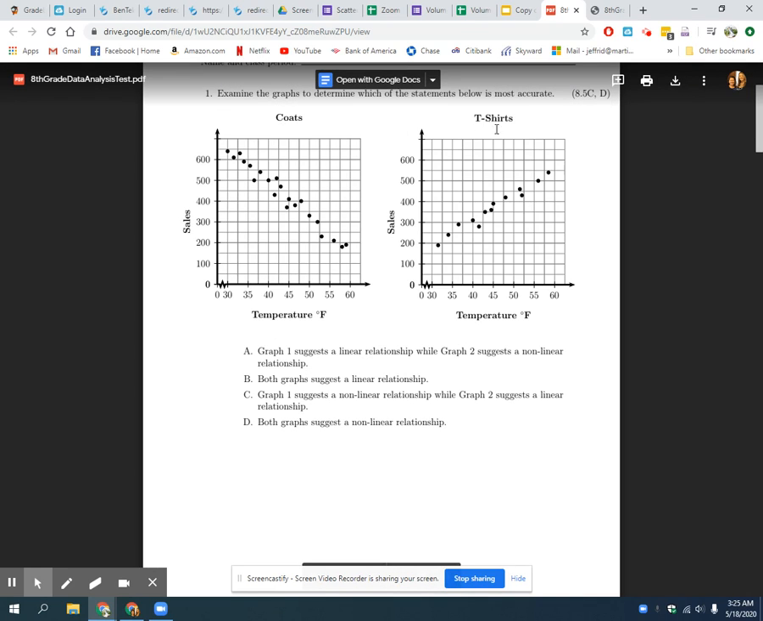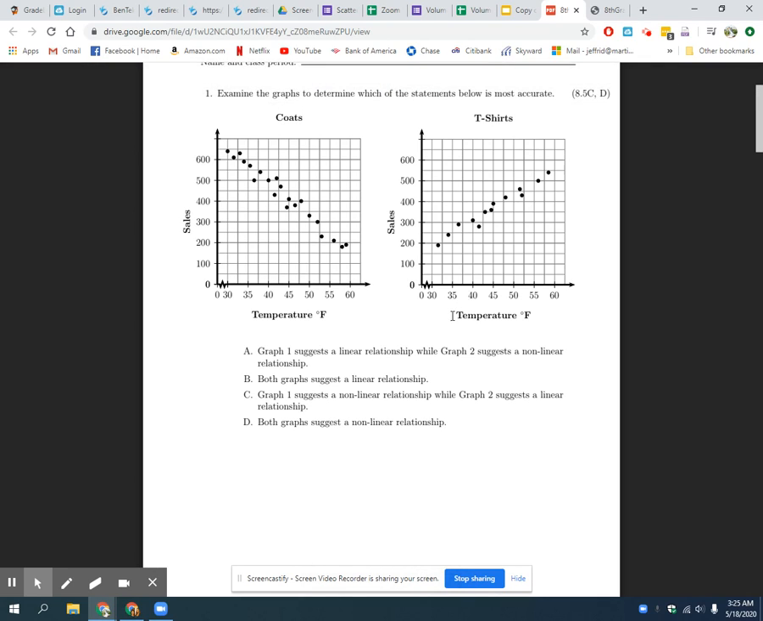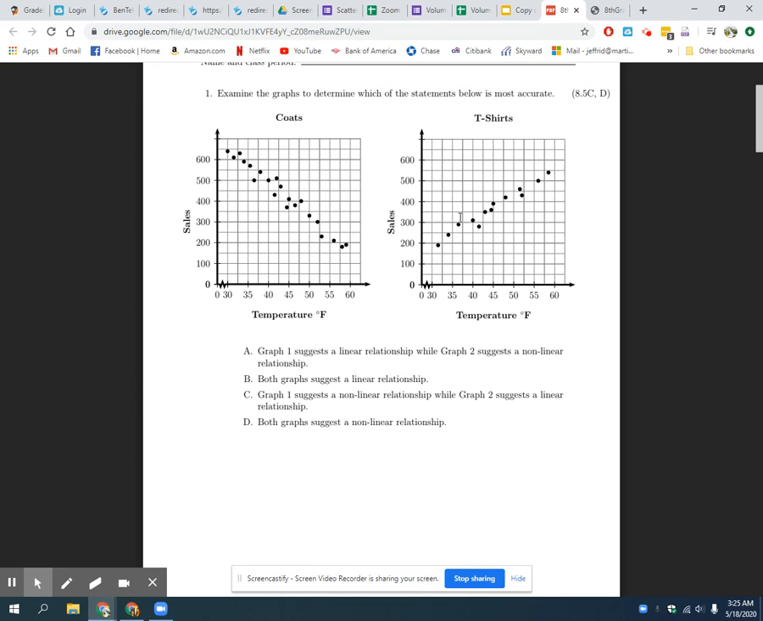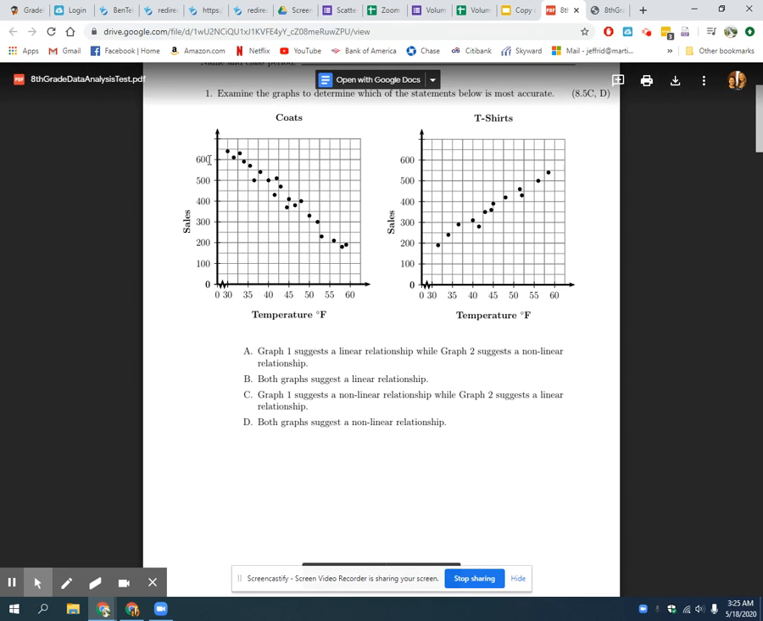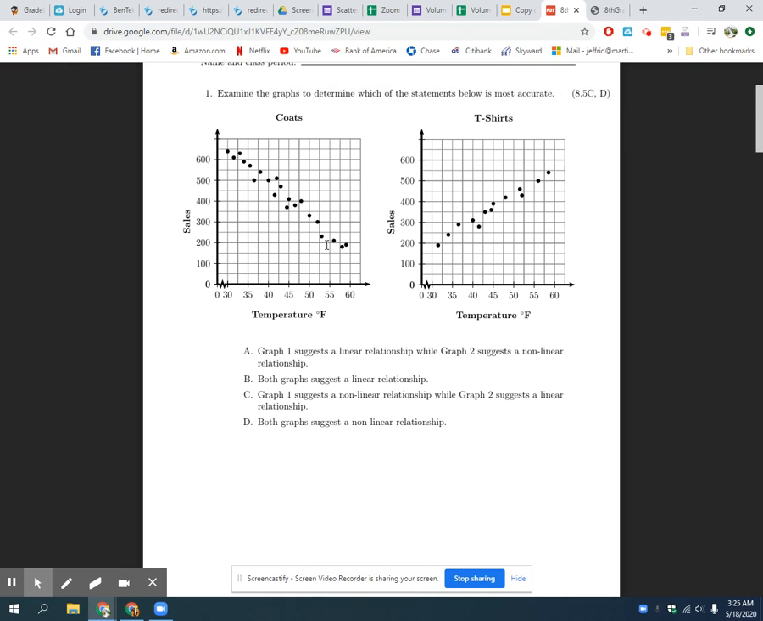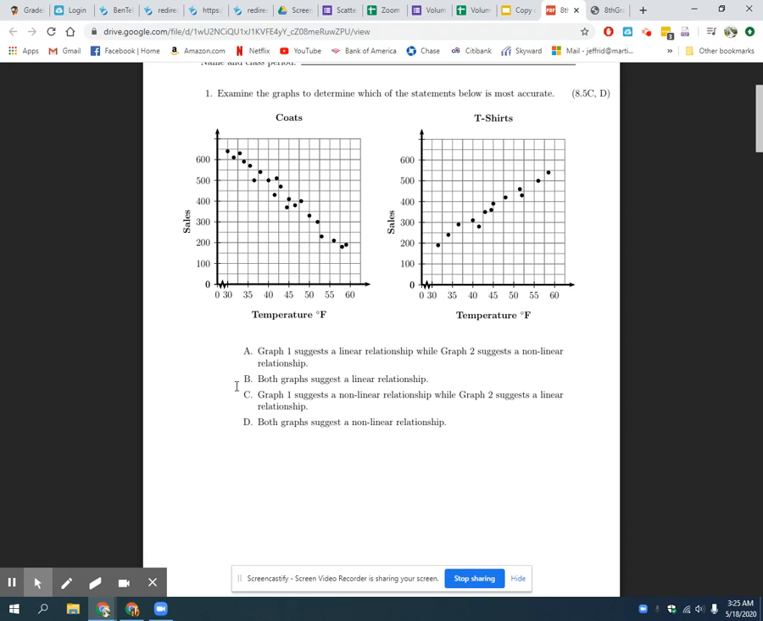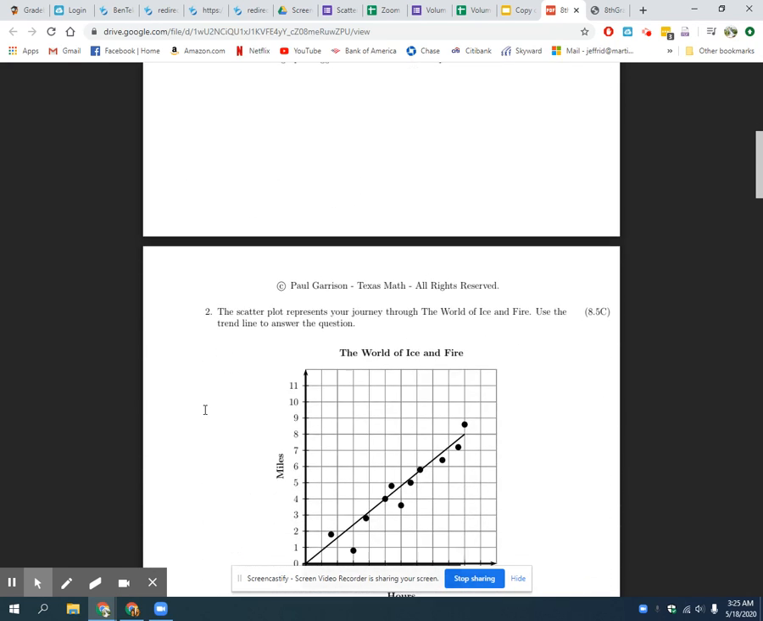And let's compare also these graphs before we answer this one. So this graph represents t-shirts. As your temperature goes up, your sales for t-shirts go up. So this has a positive association. Now this graph, as the temperature goes up, the sales for coats goes down. And so this graph would have a negative association. All right, so letter A says graph 1 suggests a linear relationship, while graph 2 suggests a nonlinear relationship. That is not true. Both graphs suggest a linear relationship. B would definitely be your answer.